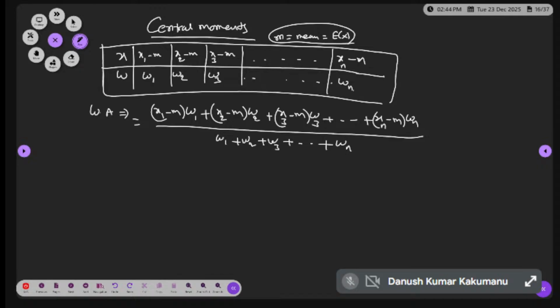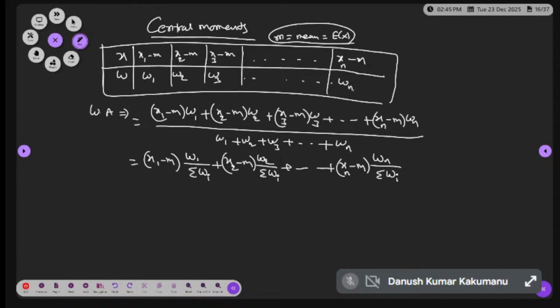Sum of the weights. This one also we are converting into probability. This table also, we separate: (x1 minus m) into omega 1 divided by sigma omega i, (x2 minus m) into omega 2 divided by sigma omega i, plus so on, (xn minus m) into omega n divided by sigma omega i. All of you understanding? Separated all the terms.